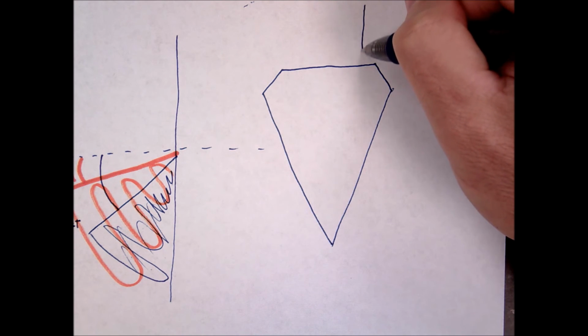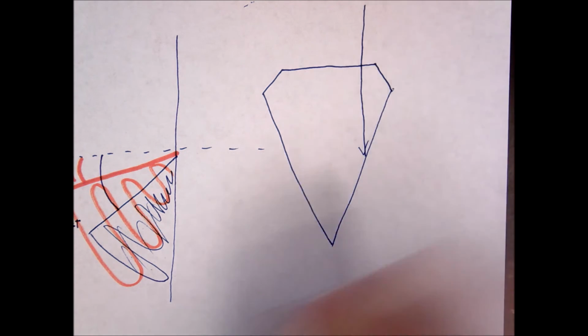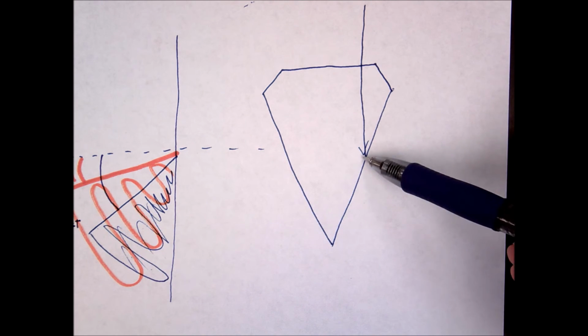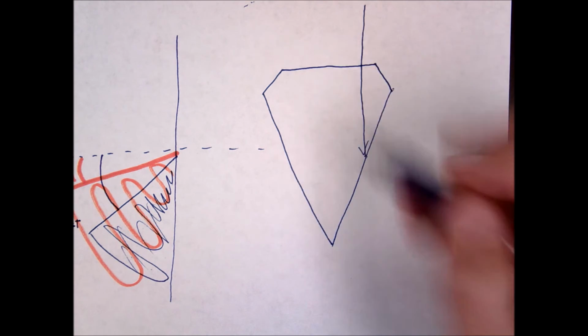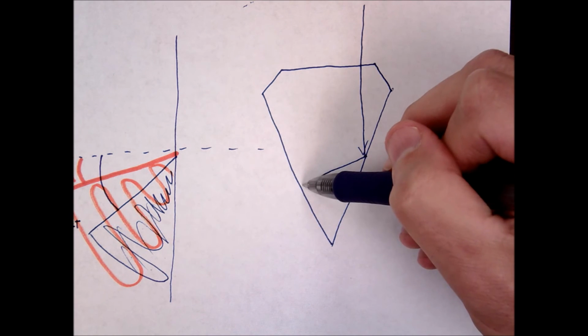So the light comes in like this, right? Here comes the light. And because the critical angle is so small, more than likely what's going to happen at the surface? It's going to reflect. And this surface, same thing.